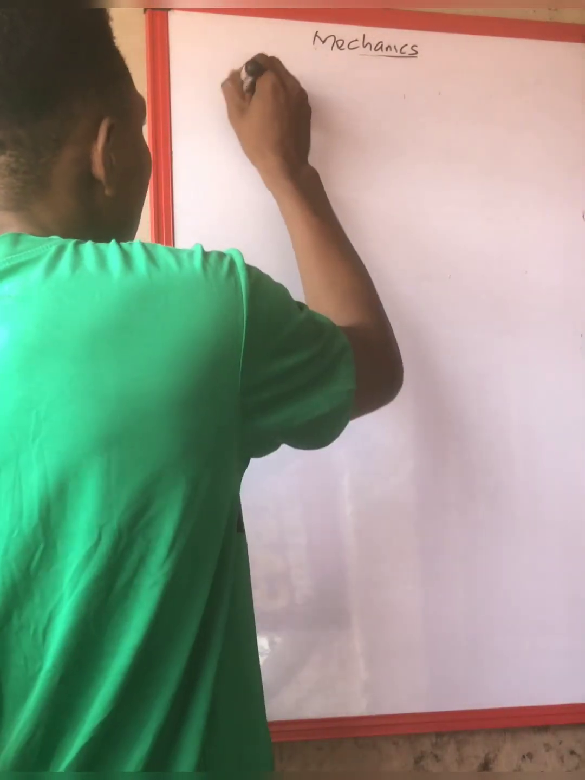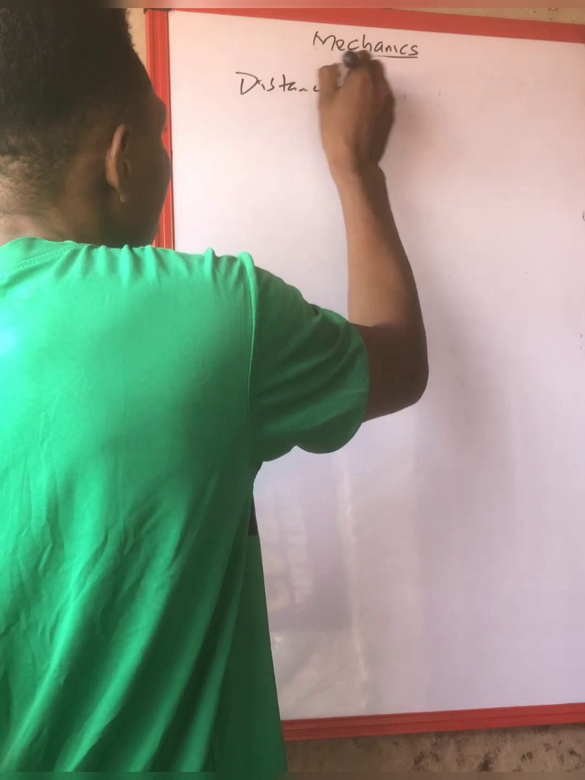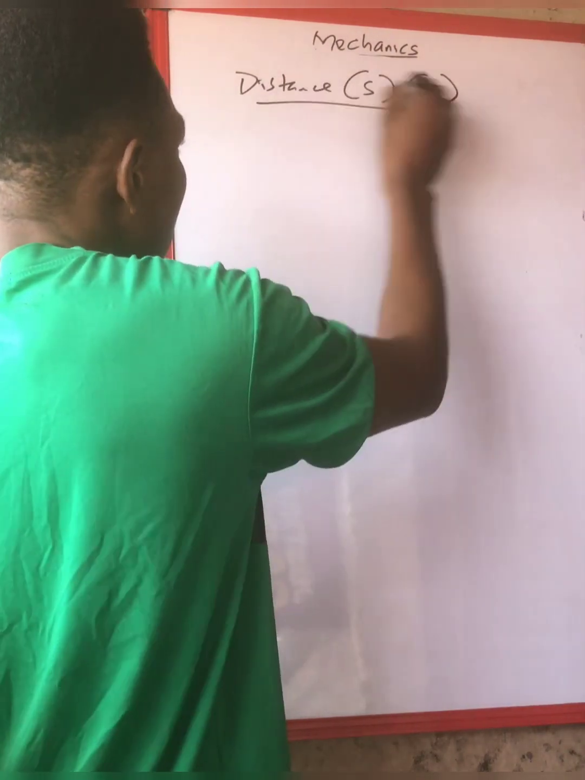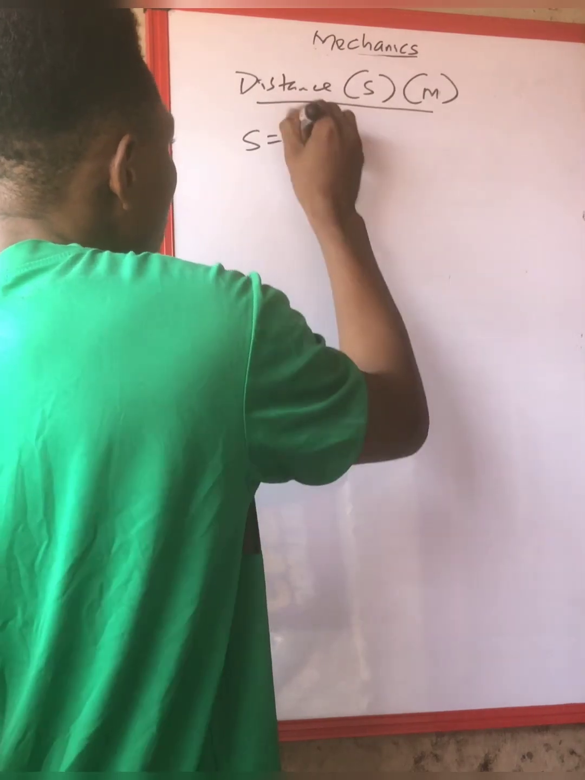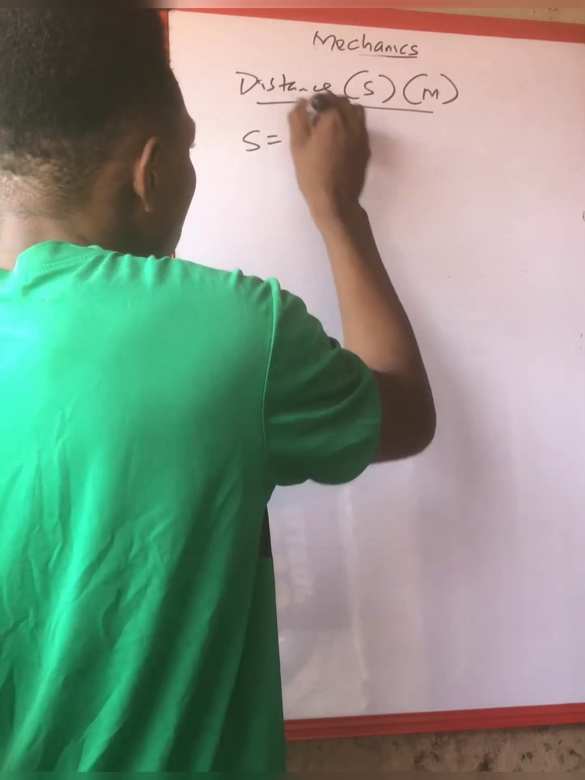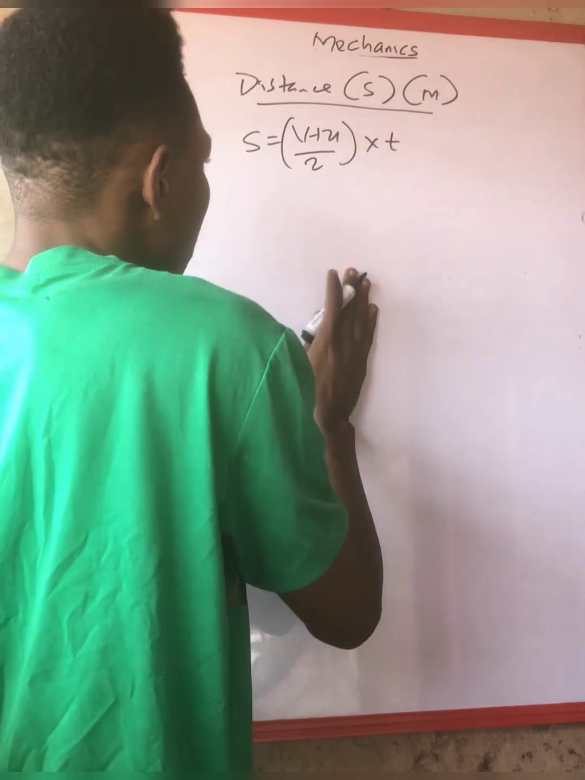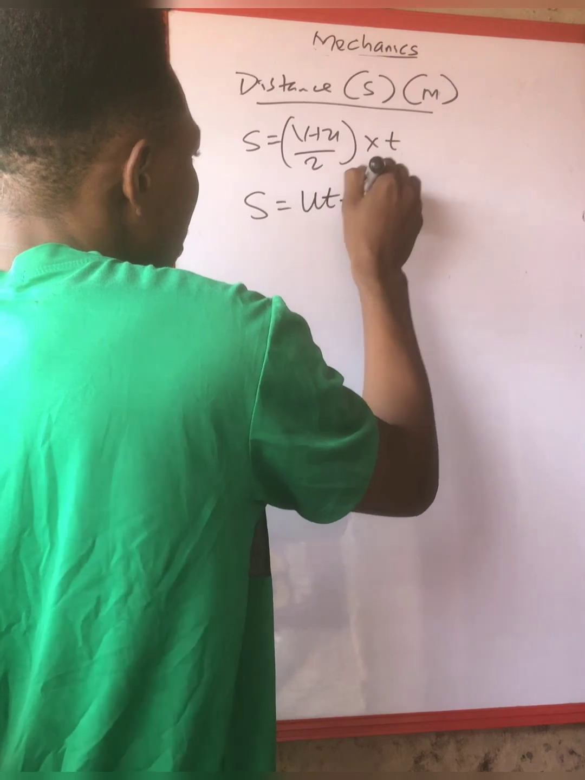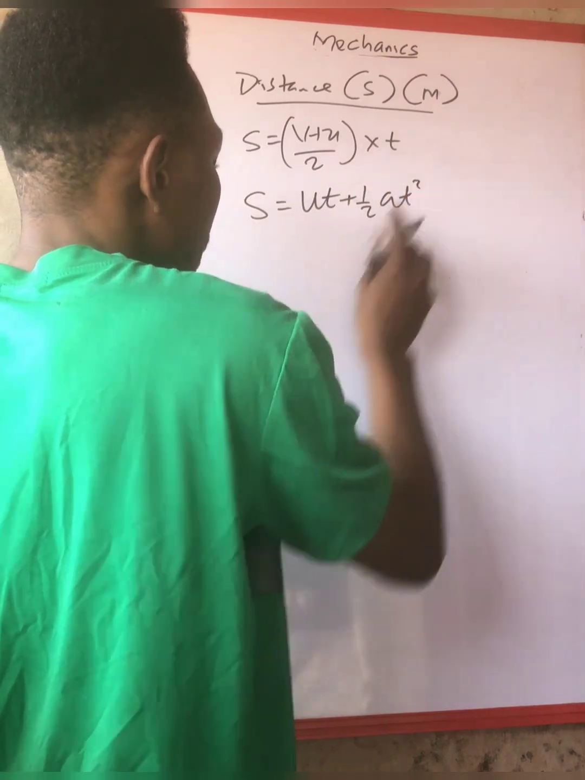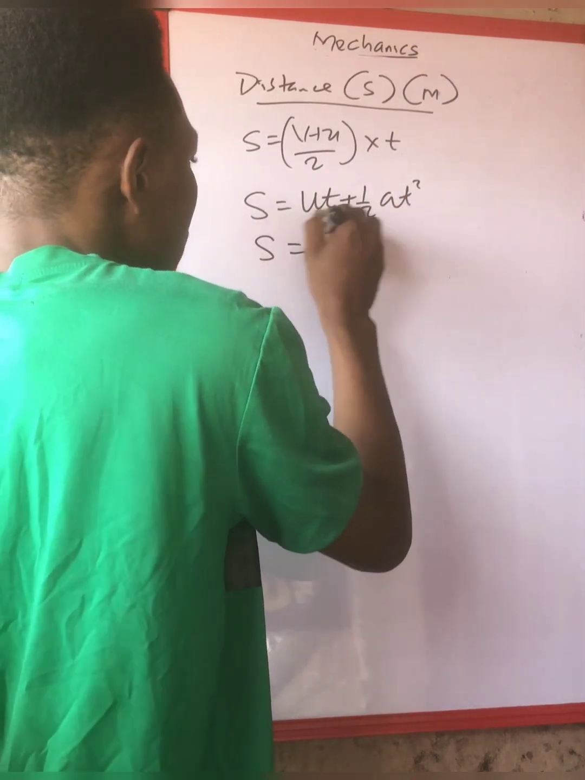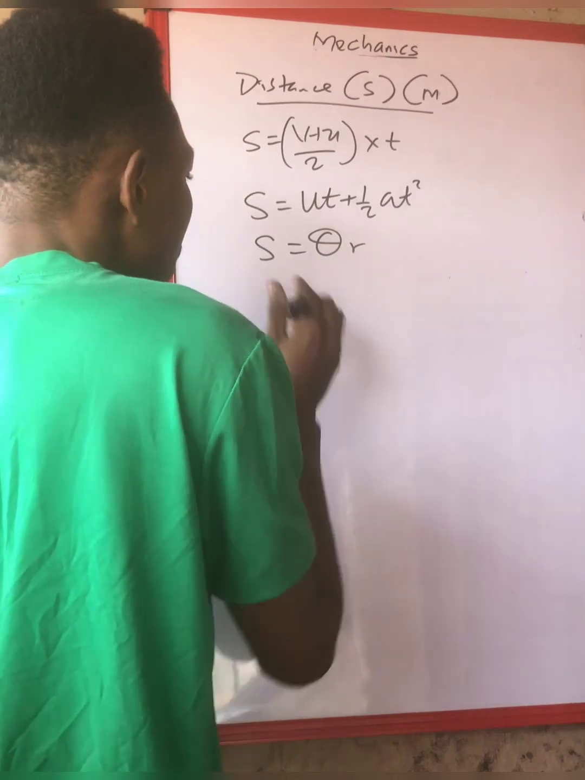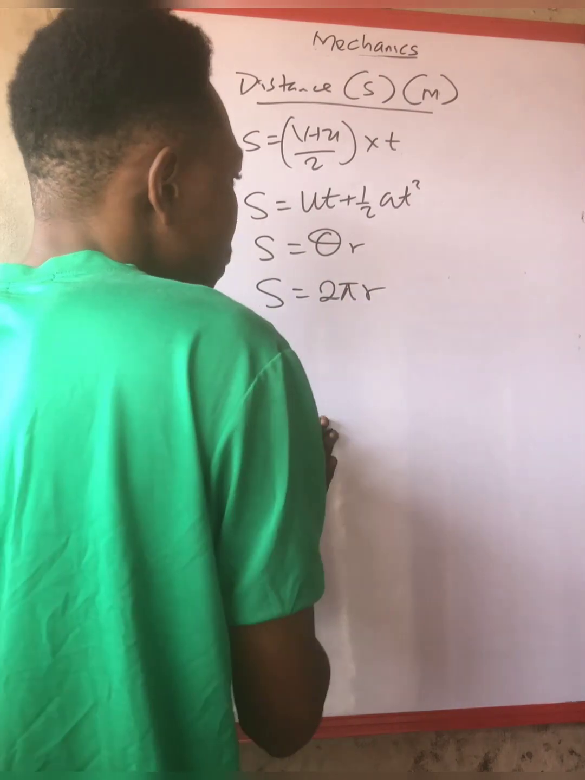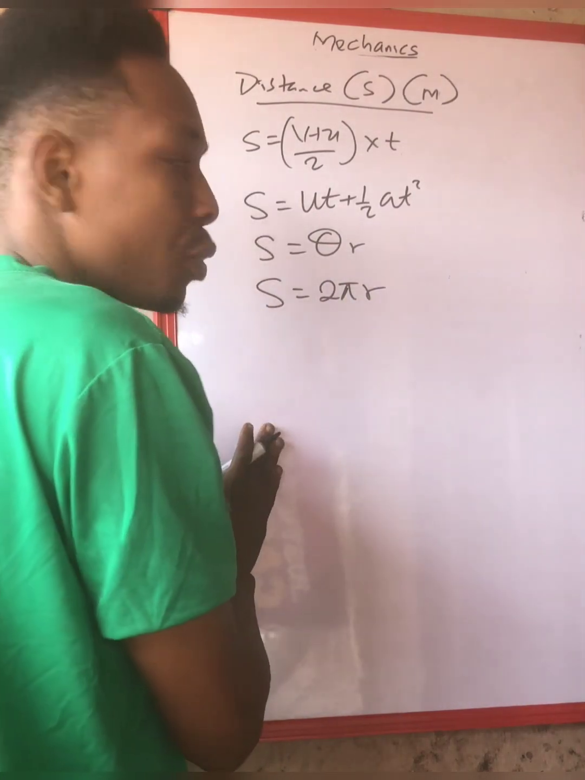Formula for distance, that's x. The SI unit is the meter. Now we have s equals v plus u all over 2, times t. We also have s equals ut plus half at squared. We also have s equals theta r. Then we also have s equals 2 alpha r. So these are the formulas for distance.